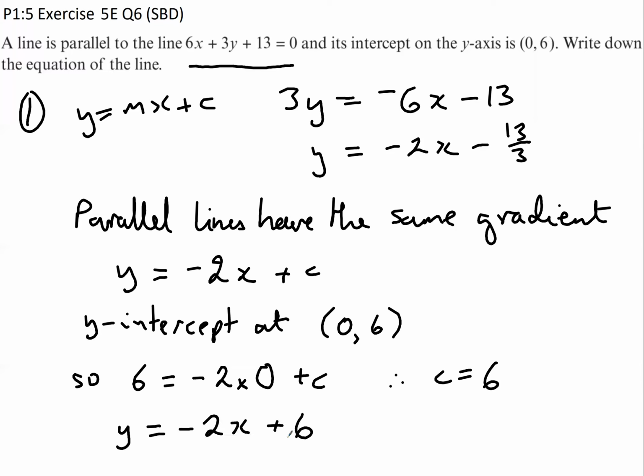It's always worth checking these. So let's just check. It does have minus 2 as your gradient. And certainly if you put 0 in, then you do get y equals 6.